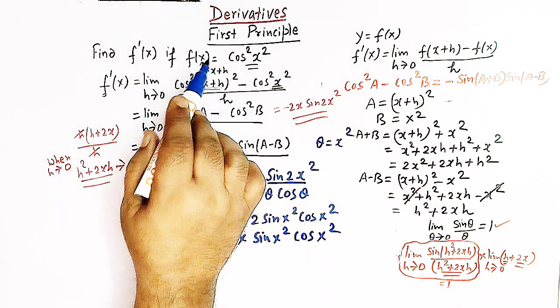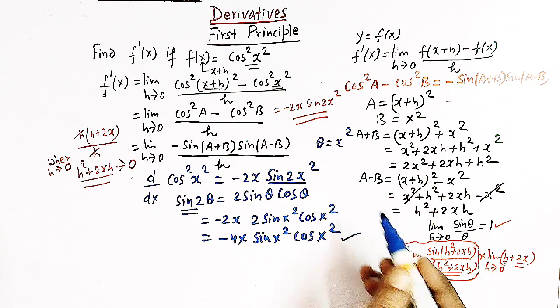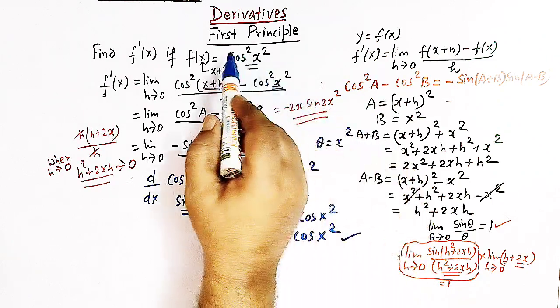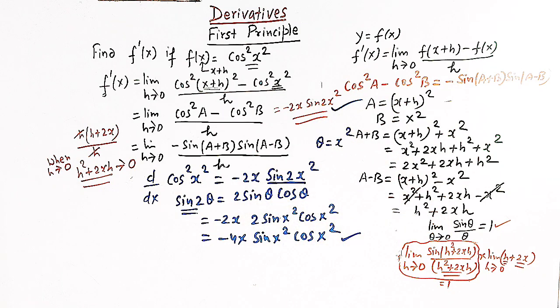right? So the derivative of this function can also be expressed like this, or we can also write the derivative in this form also, right? So this is how, by using the concept of first principle, we can find out the derivatives of functions.